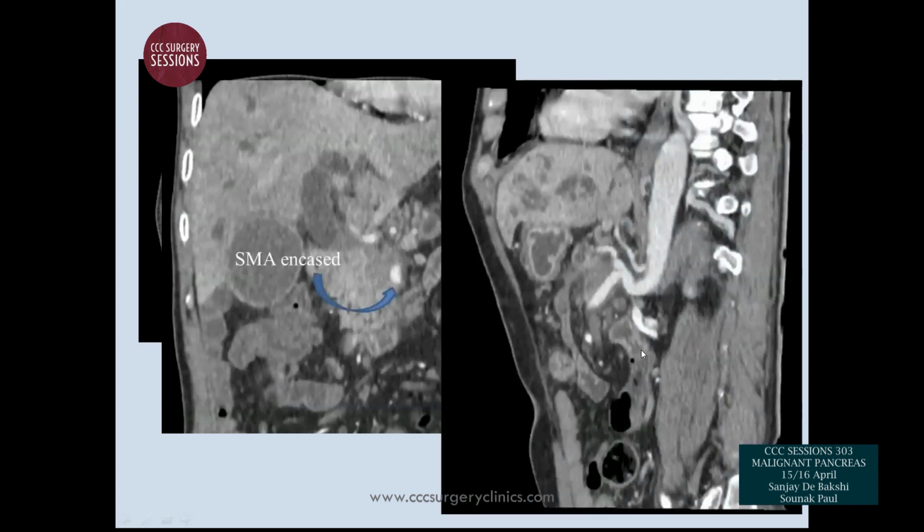And this is a multiplanar reformatted image showing a common origin of the celiac and the superior mesenteric artery, except for the fact that there is a separate origin of the left gastric artery. This is a Michel 9 type of hepatic arterial anatomy, and on the sagittal image also we can see that the tumor is on the anterior and the posterior aspect of the superior mesenteric arterial trunk.